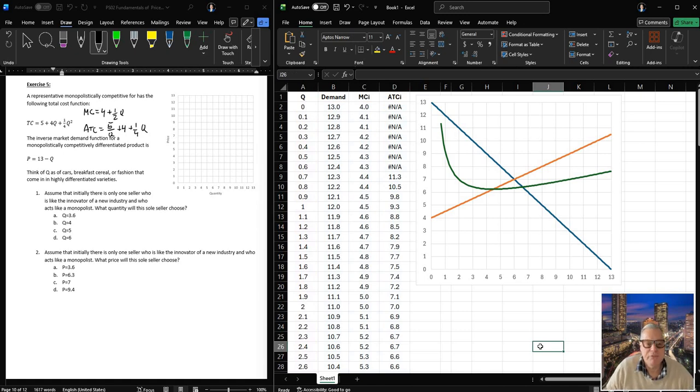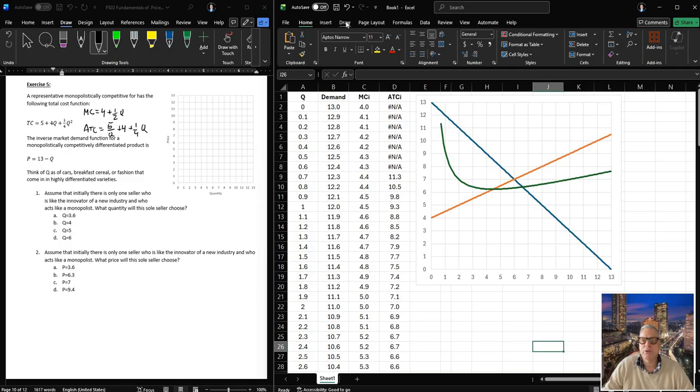Okay, so now what do we know? We have a monopolistically competitive market. Here we have the demand function for, let's say, cars or jeans or breakfast cereal. But imagine that initially there's only one. There's only one seller who's like the innovator of that new industry. And because the firm is the only one, they will act like a monopolist.